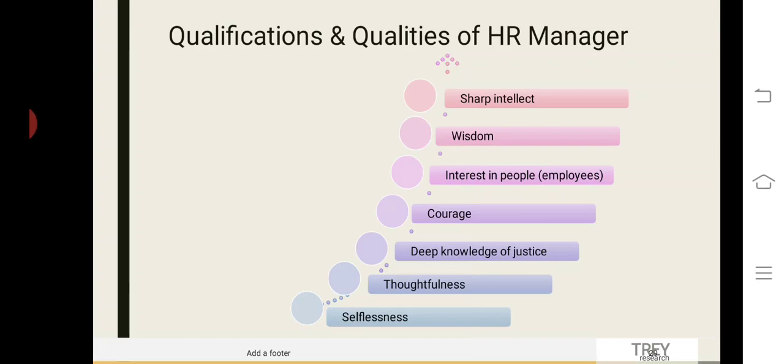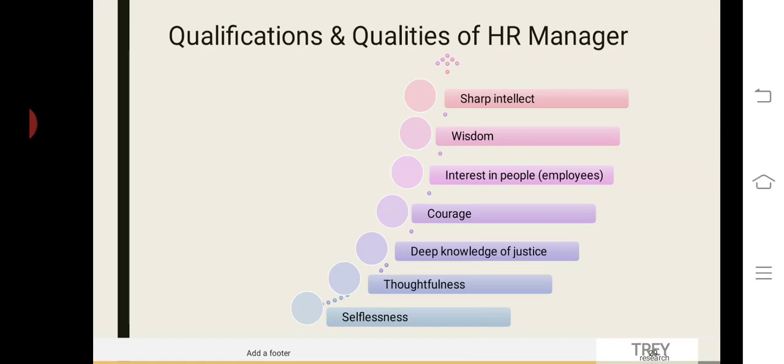And this is a very important thing. It has to be practiced in each and every organization. The organization has to be very fair, whether in the salaries and wages given to the employees, the treatment given to the employees, or the working conditions given to the employees. There has to be some equality, some justice in the organization. So the HR manager must have a deep knowledge of justice.